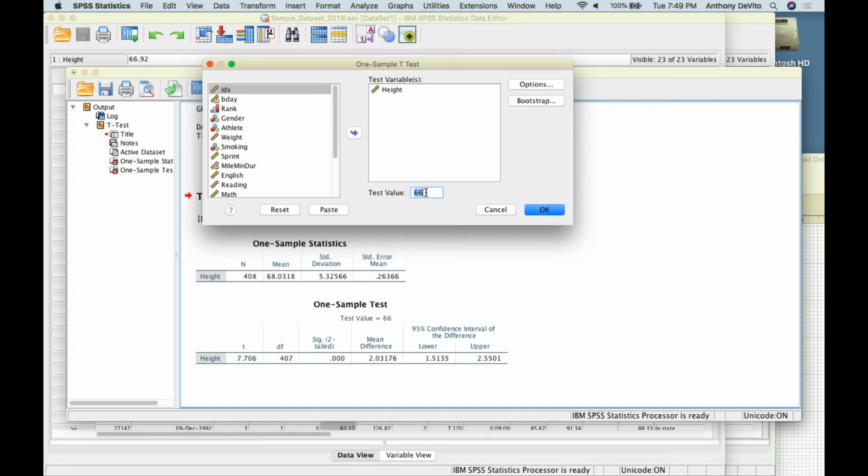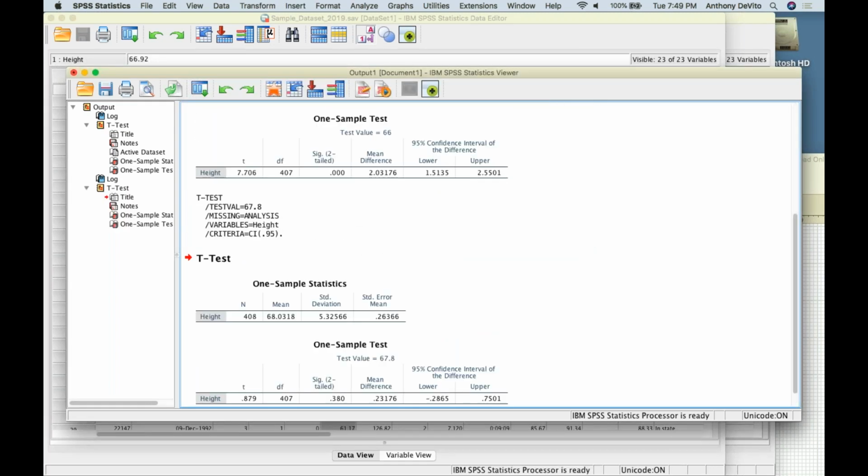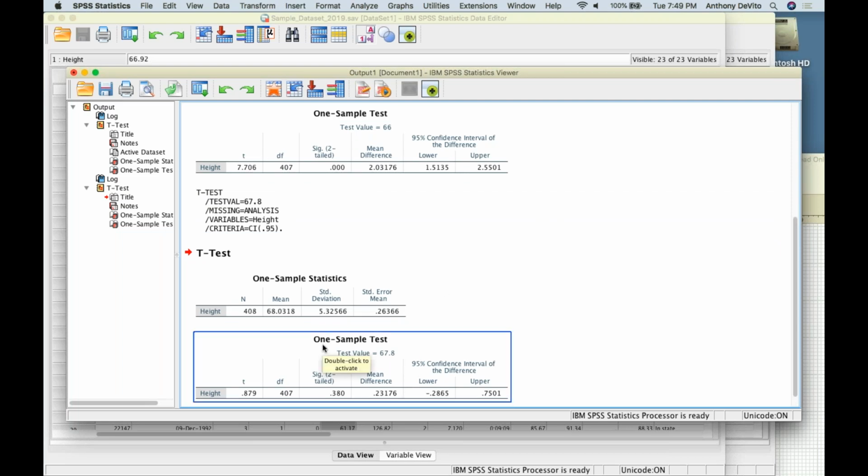I'm going to say 67.8. That's what it's going to compare it to now. So you put the value you want to compare it to, and that's what the t-score is based on. This time my t-score came out to be 0.879. Do I reject the null hypothesis? No, I don't, because it's so small, right? Well, I did not look up the critical value of t. So how do I know that? I know this one because it's so small.